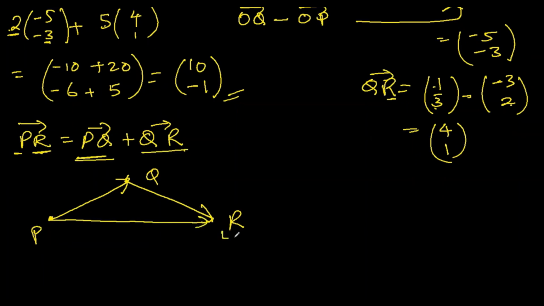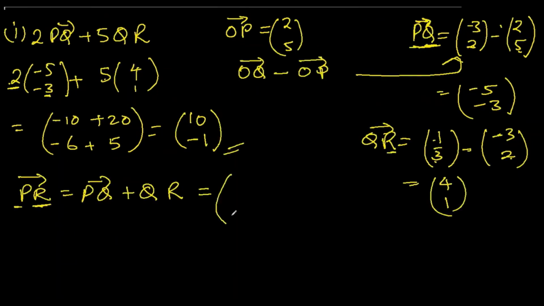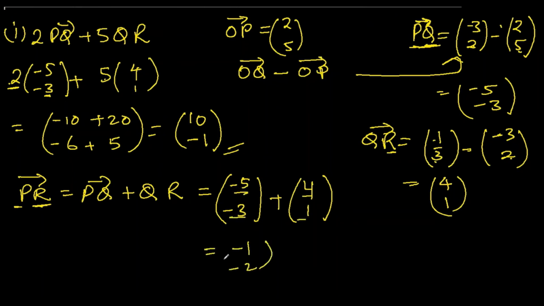And I could have subtracted the position vector of P, OP basically, from the position vector of R, OR minus OP. But this is another way of doing it. I want to explain this to you so that in future, addition or subtraction doesn't matter. It should be your aim to get the vector. So PQ is minus 5, minus 3, QR is 4, 1. So minus 5 plus 4 equal to minus 1. Minus 3 plus 1 is minus 2.